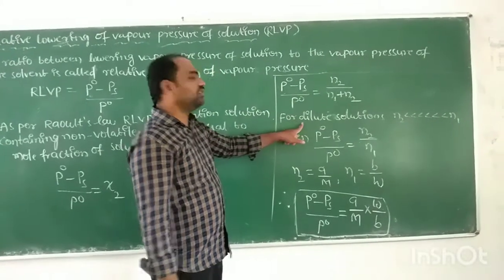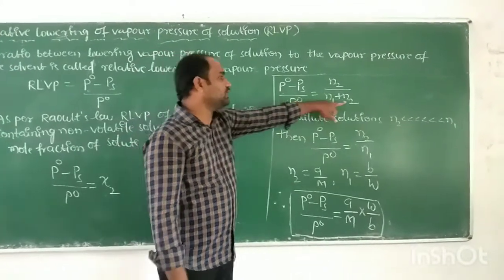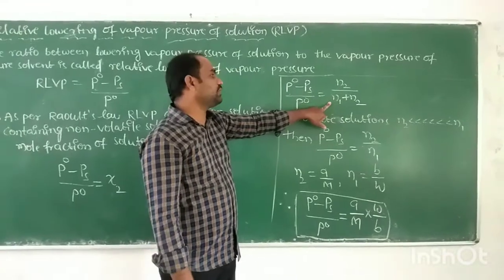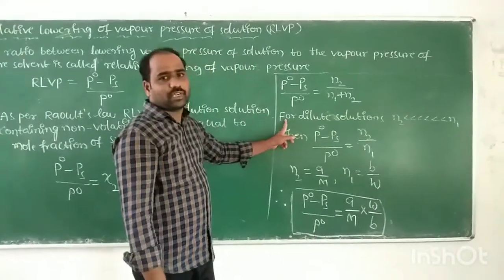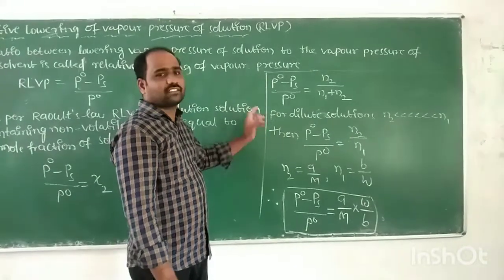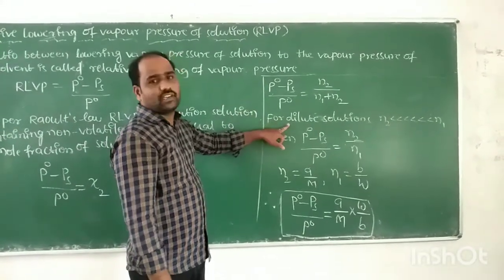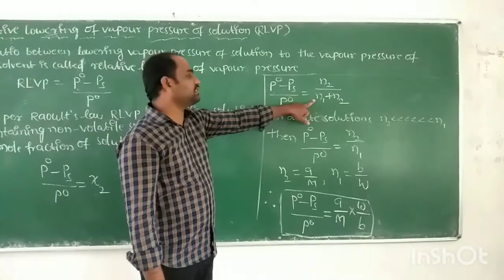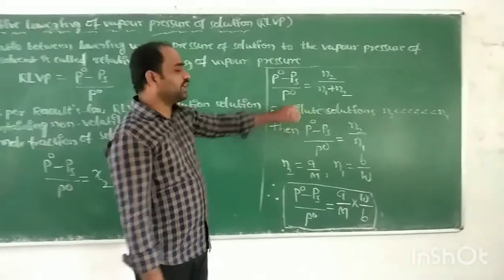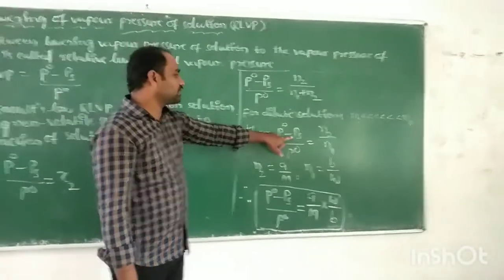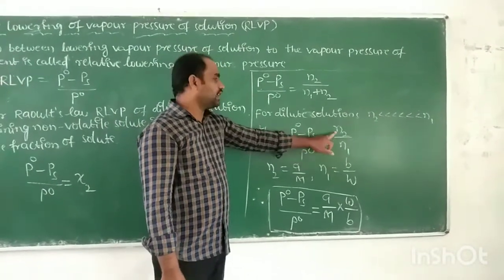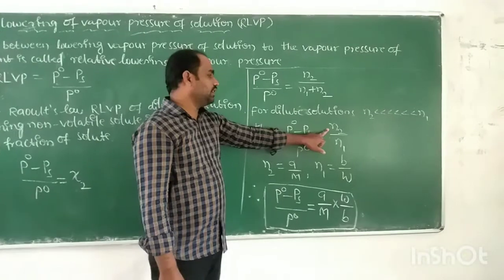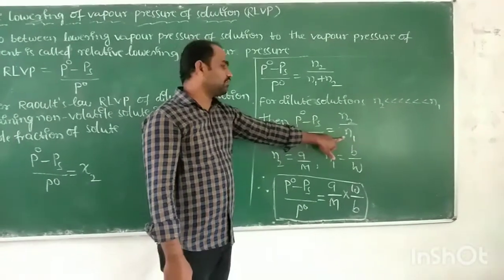For dilute solutions, the number of moles of the solute, when compared with the number of moles of the solvent, is neglected, because the number of solute particles is very small in a dilute solution compared with the number of particles of the solvent. Then the equation becomes (P0 - Ps)/P0 = N2/N1. Here N2 is the number of moles of the solute, and N1 is the number of moles of the solvent.